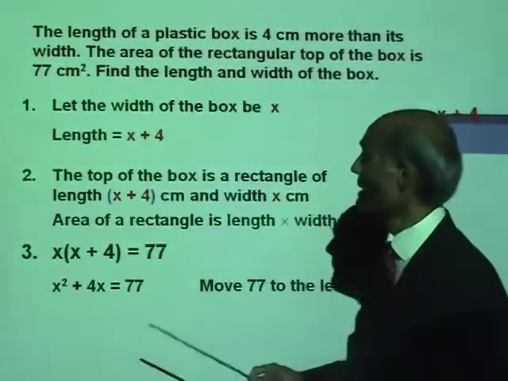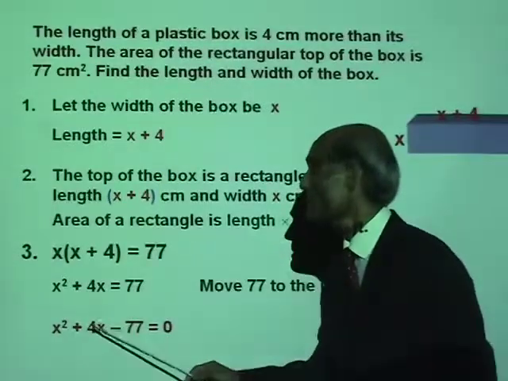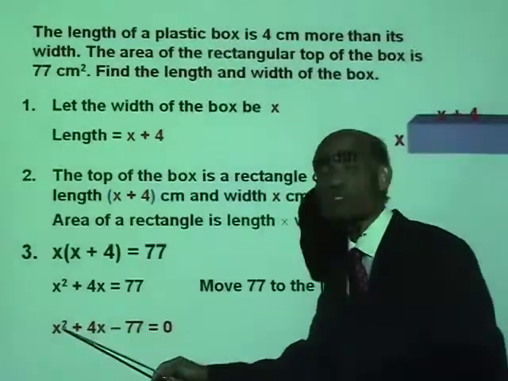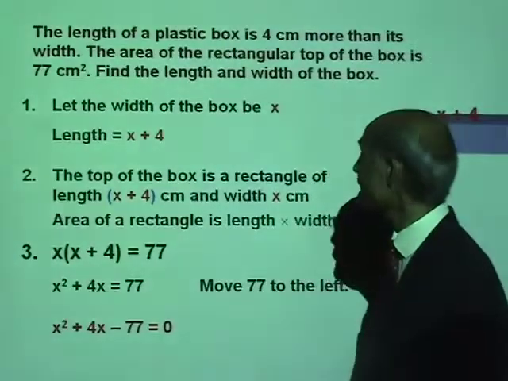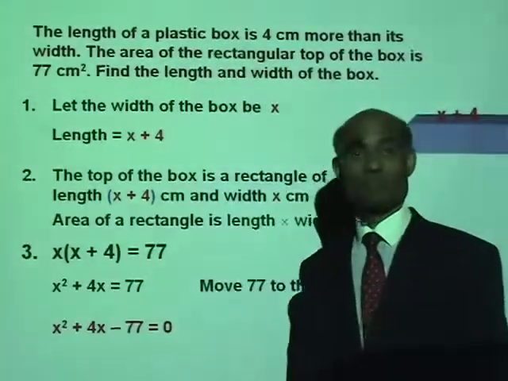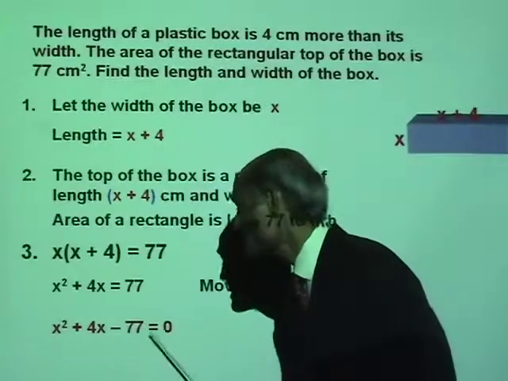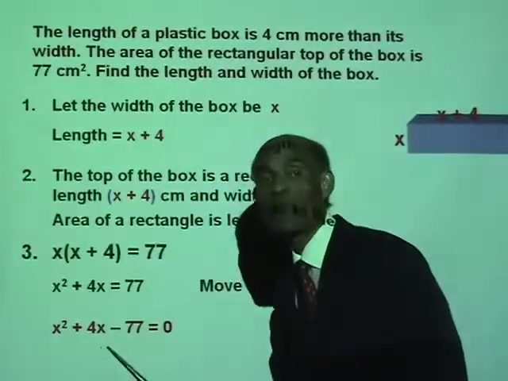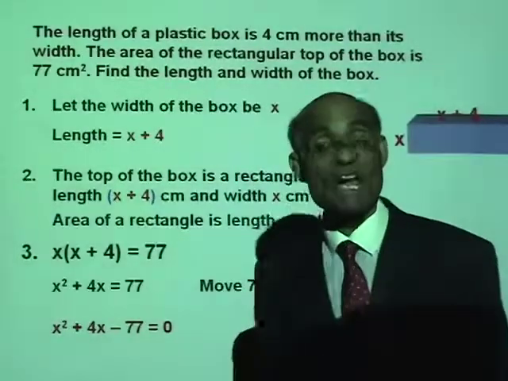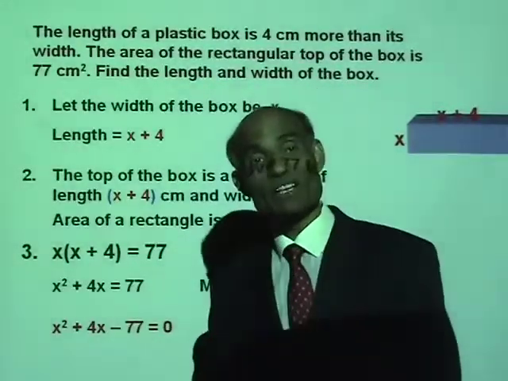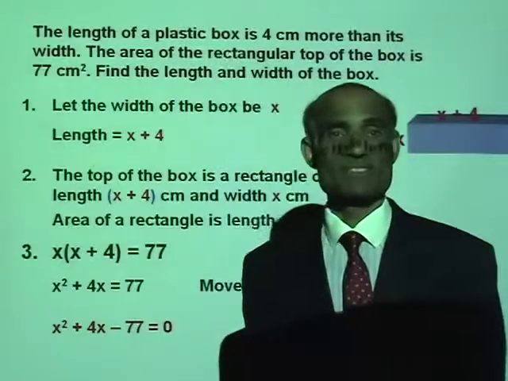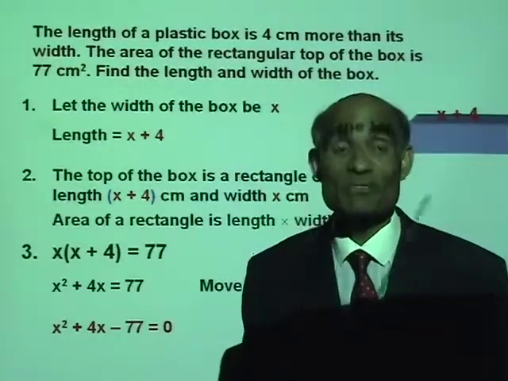You need to move the 77 from the right to the left. Alright, let's do that. That will be x squared plus 4x minus 77 equal to 0. We have now the right side equal to 0 and the left side is a trinomial. What will you do on the left hand side to solve that equation? Factor the left hand side.